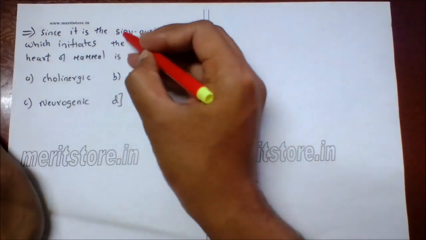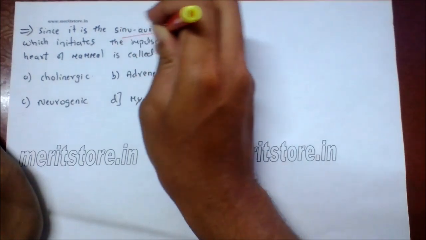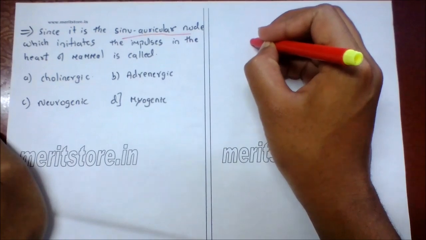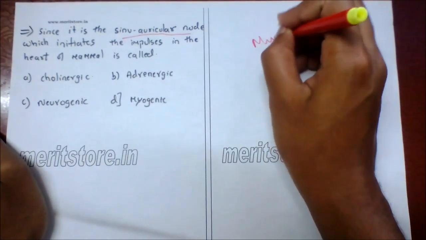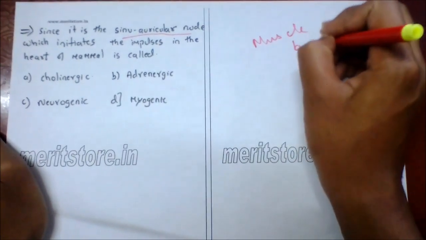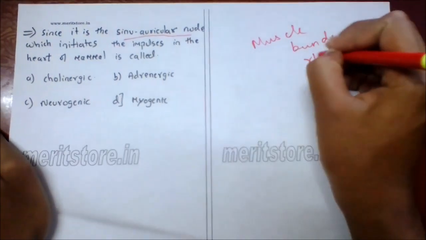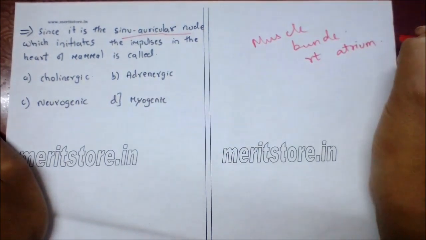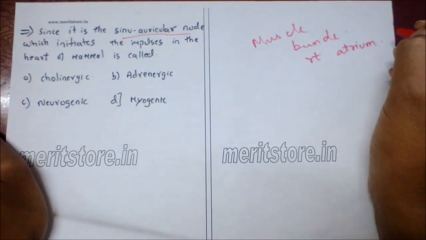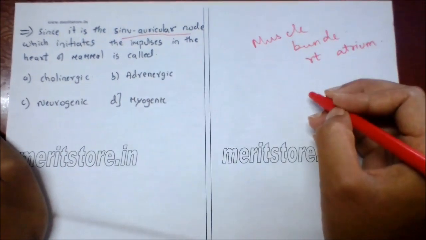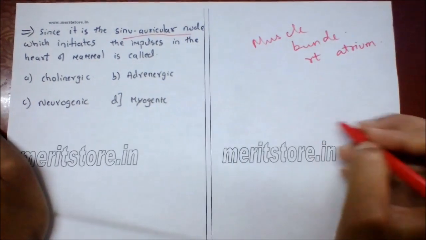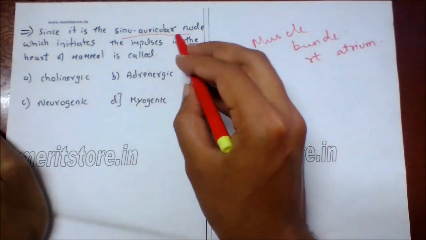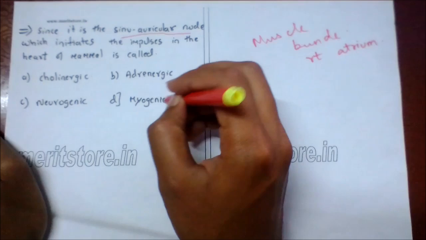SA node, that is sinoatrial node, is the specialized kind of muscle bundle present in the right atrium or auricle. These initiate the impulse which passes from SA node to AV node, then Purkinje fibers, then to the ventricles through bundle of His. As SA node is present in muscle, it is known as myogenic.